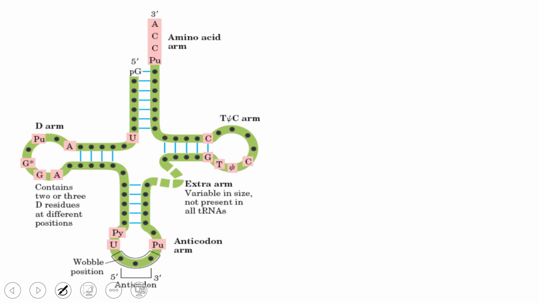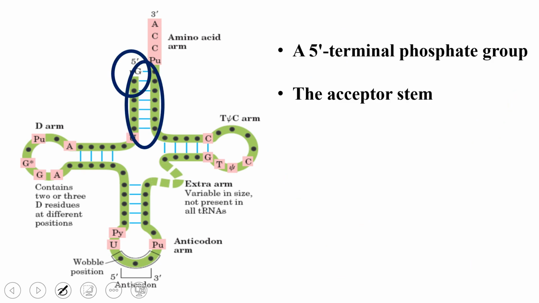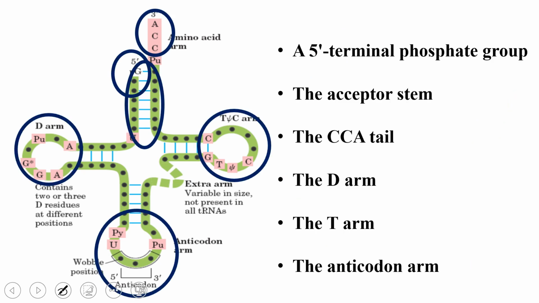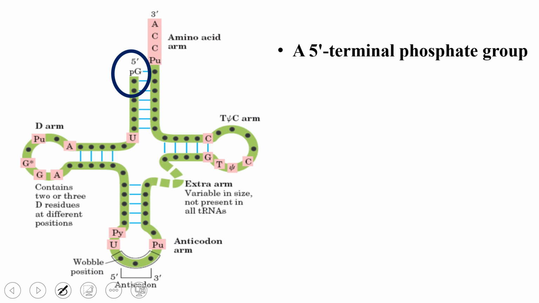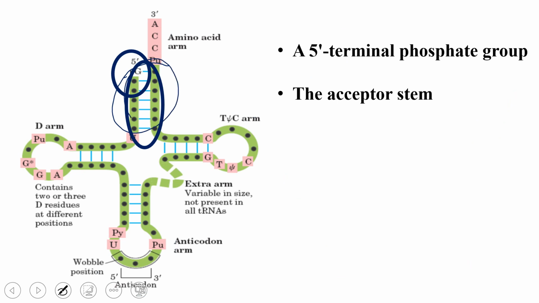Now when you look at tRNA, these are the specific areas of the tRNA one by one. So first, this is the 5' terminal, 5' phosphate. You can see here the 5' phosphate. Second thing is this portion, because this portion is going to receive the amino acid, so it is called the acceptor stem. Then we are going to have a CCA tail.